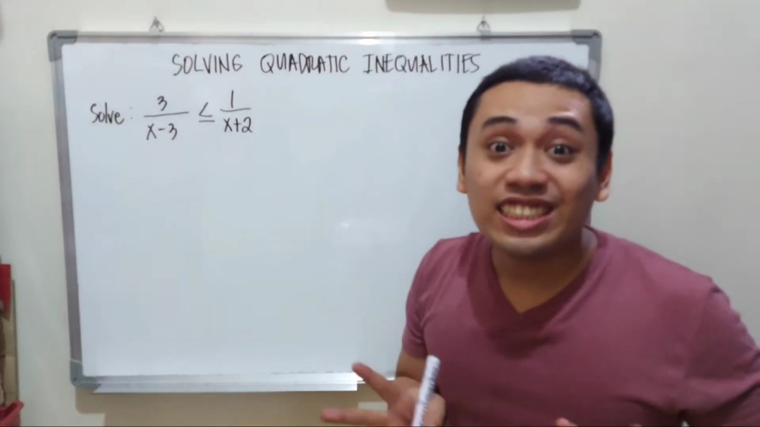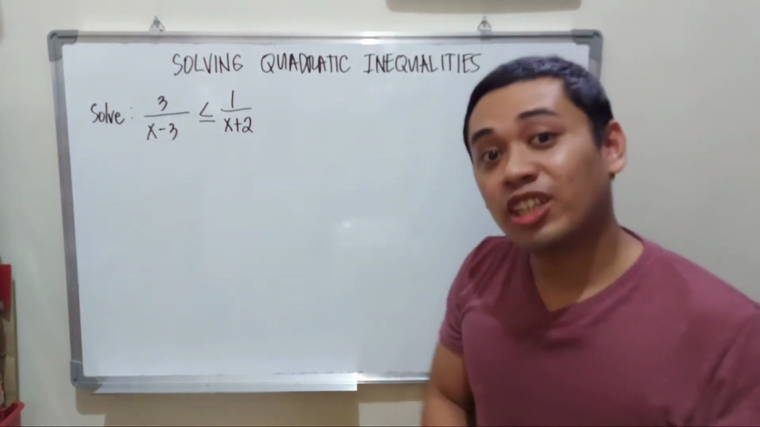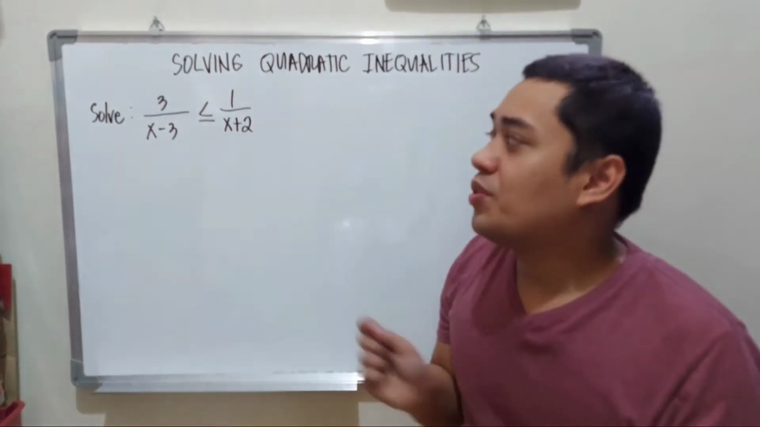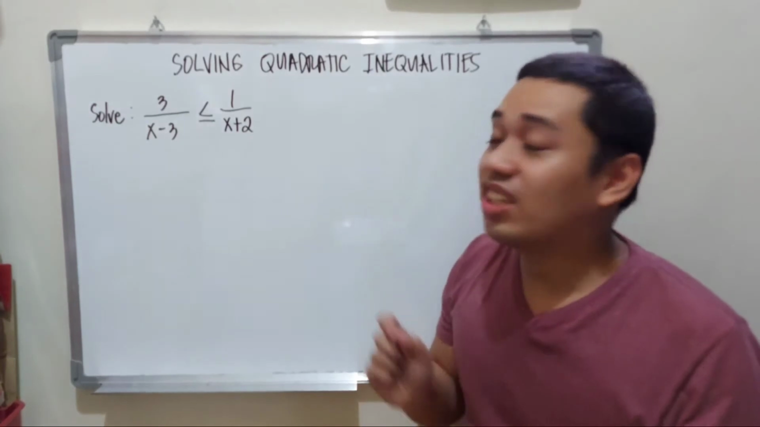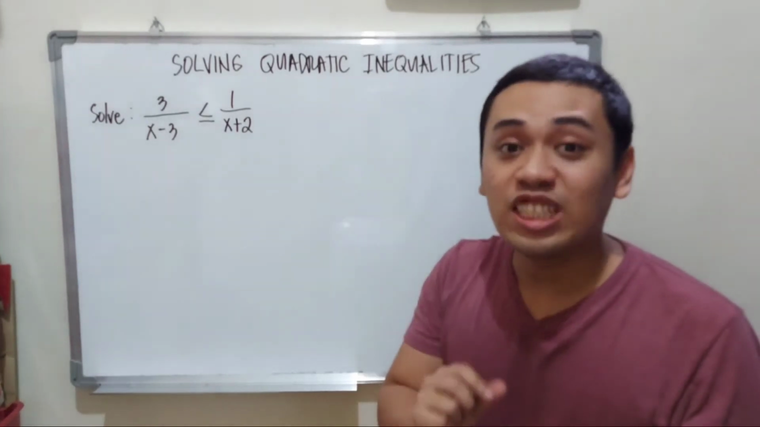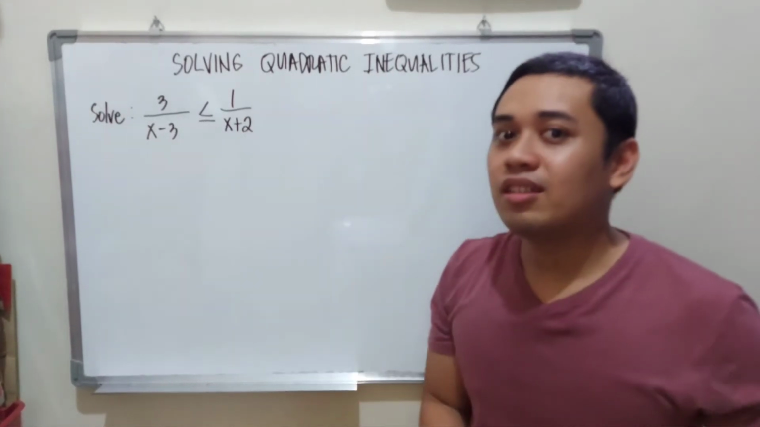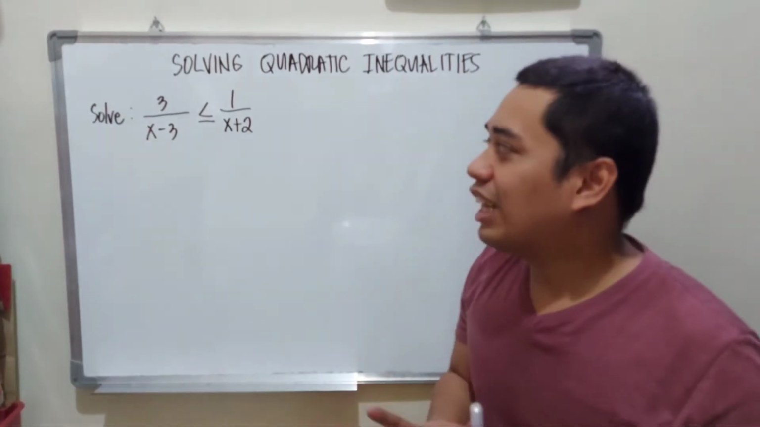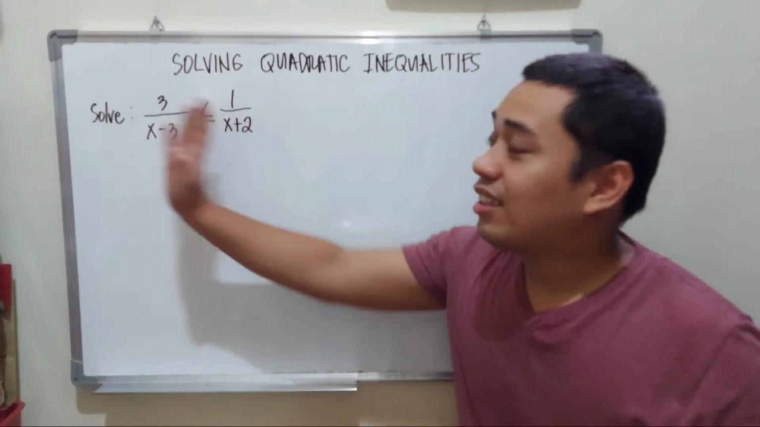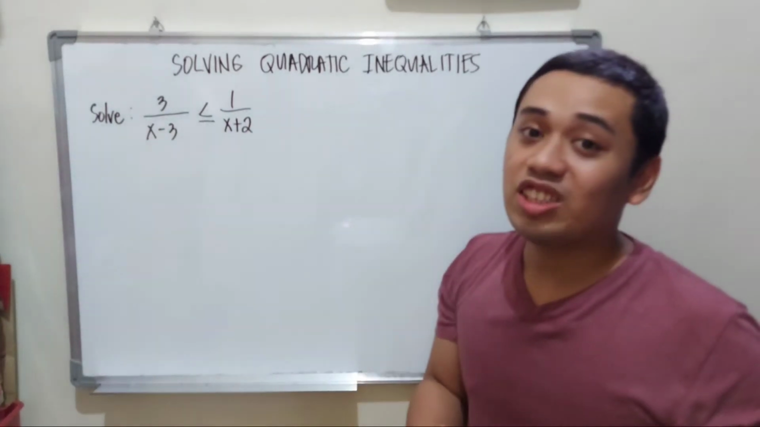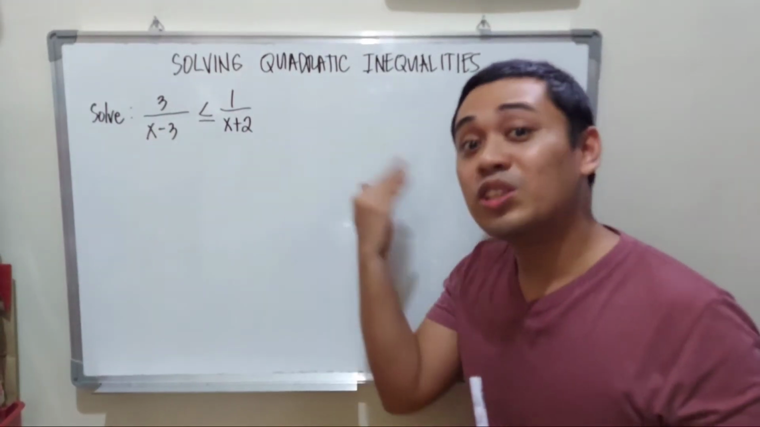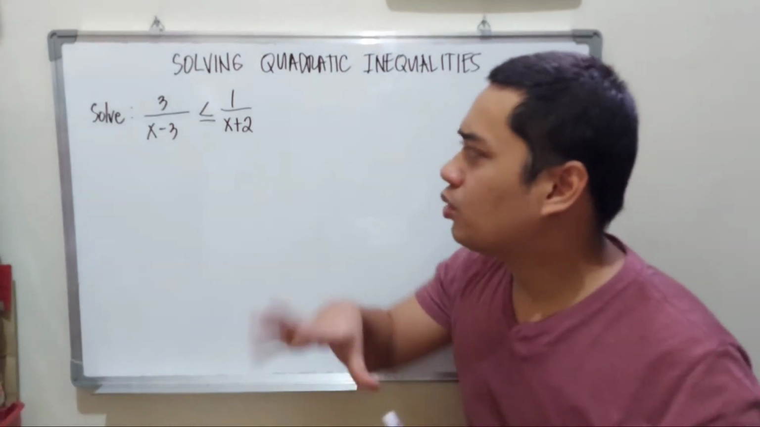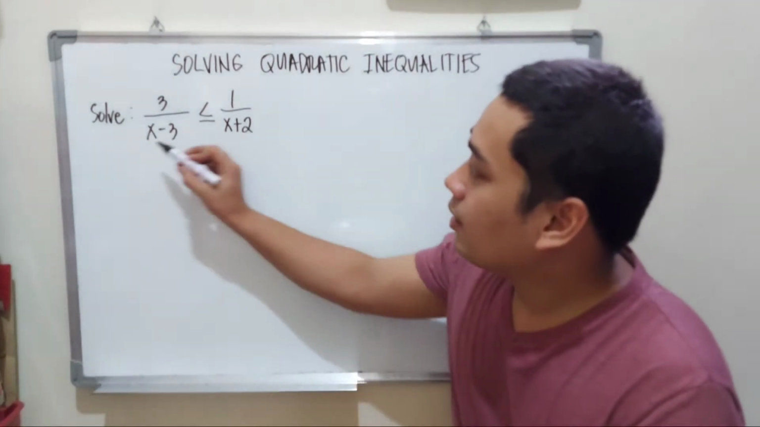Ayan, for our next example, let's try to solve for the quadratic inequality 3 over x minus 3 is less than or equal to 1 over x plus 2. Diba ang sabi sa rule, we must be able to simplify it first para maging quadratic yung nasa left side, then ma-equate natin siya sa 0 doon sa right side. So, simplify muna natin siya.